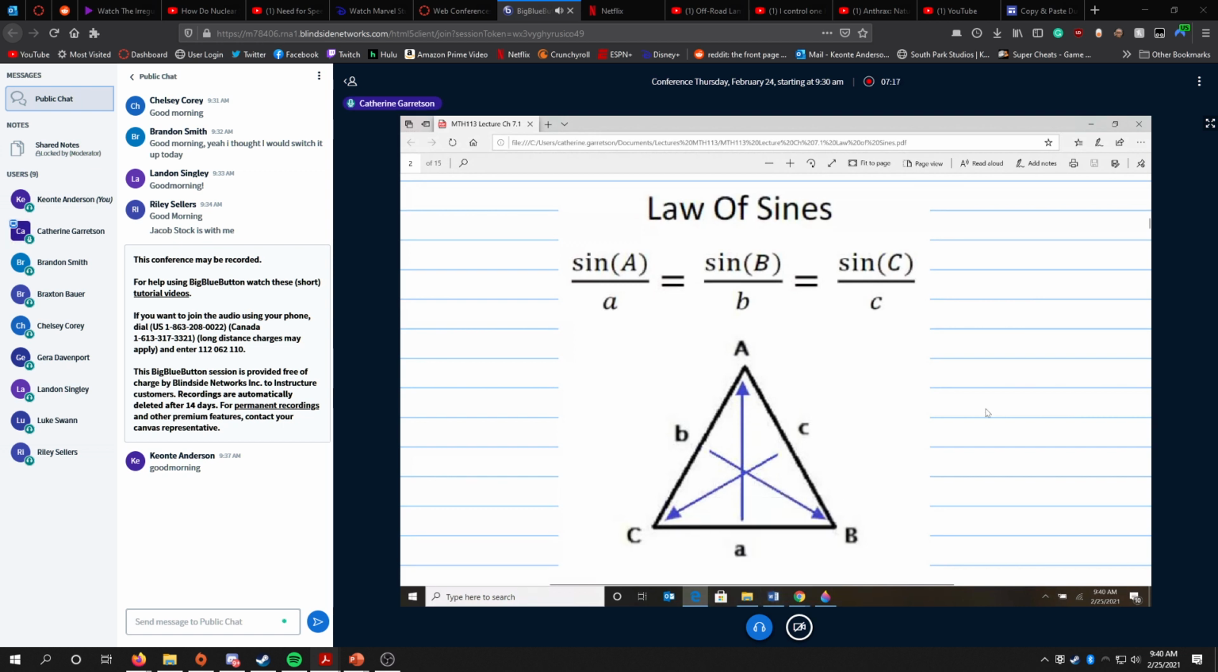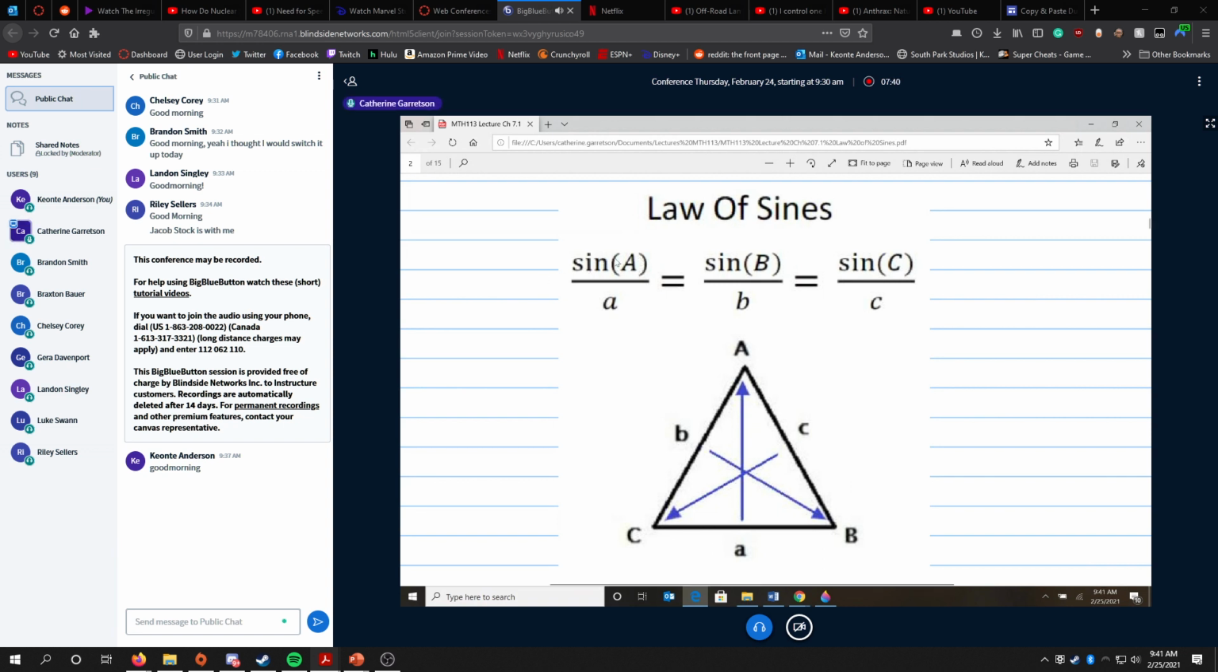So when we go to solve, based on the information given, we're going to pick two of these fractions to equate to each other. So we're not going to use all three of them. We're just going to choose two of them. And it's going to be based upon the information you were given.